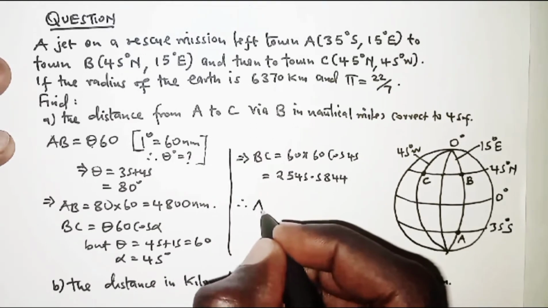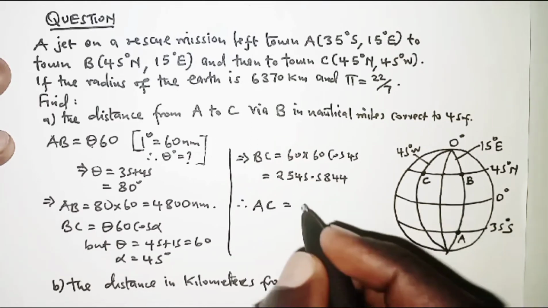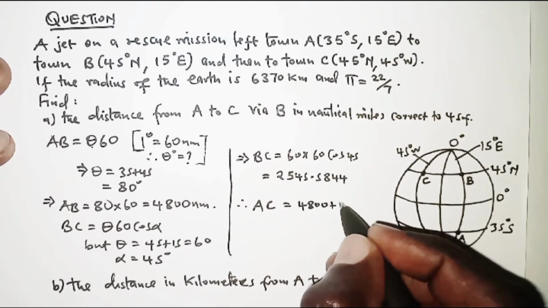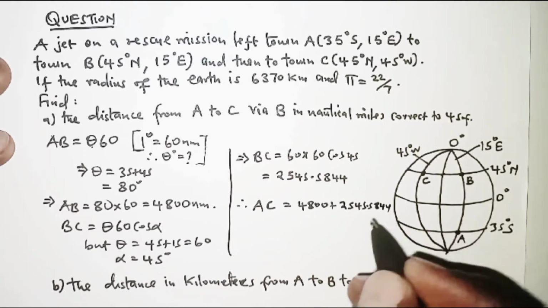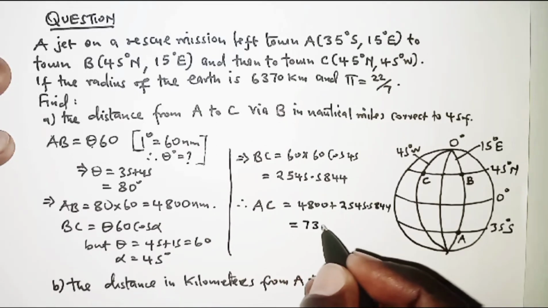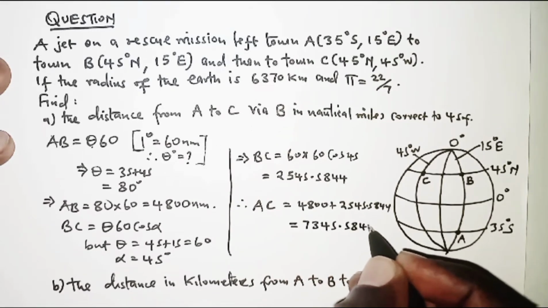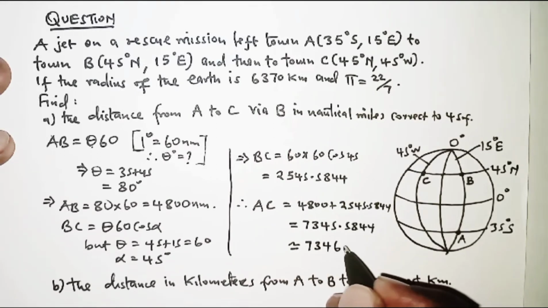Therefore, the total distance AC is obtained by simply adding AB to BC. So we have AB as 4,800, and BC as 2,545.5844, and that finally should give us 7,345.5844, which is approximately 7,346, and of course that is in nautical miles.